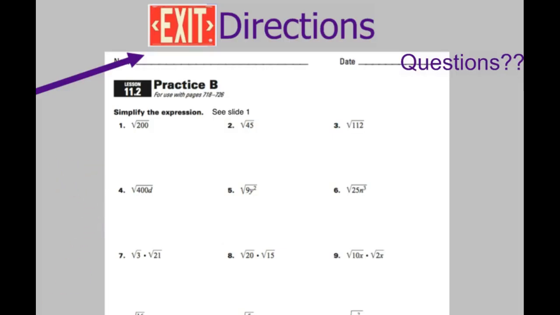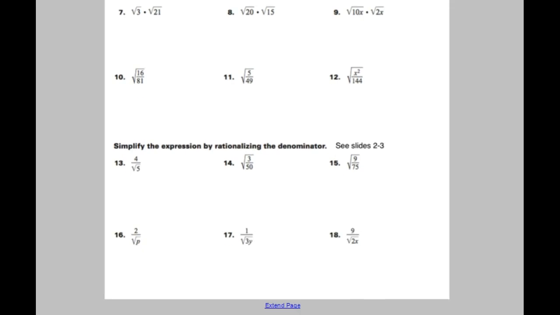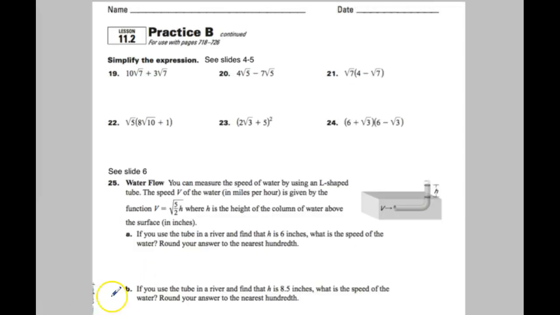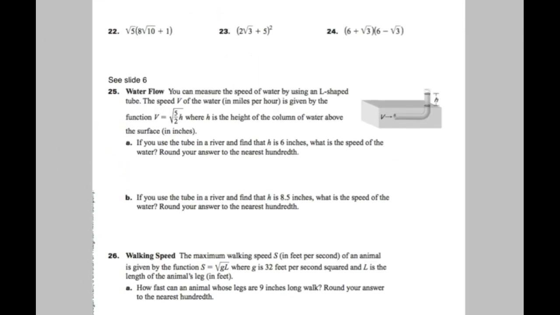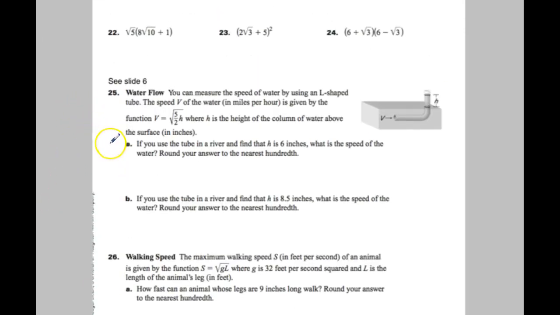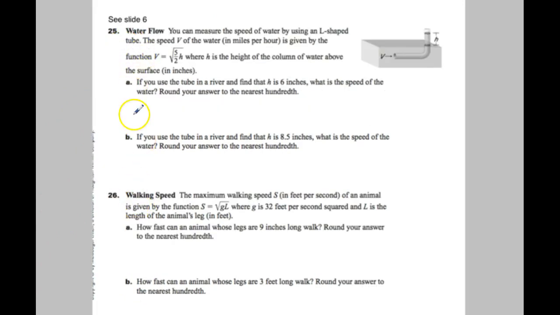Alright, your homework is 11.2, simplifying the expression, some with fractions on the bottom, and then a couple on the back as well. I'm going to have you cross off. Actually, you can do both of these. It's really just plugging in a number and solving it using your calculator because it says round to the nearest hundredth. So the only thing you need to be careful of is the difference between inches and feet.